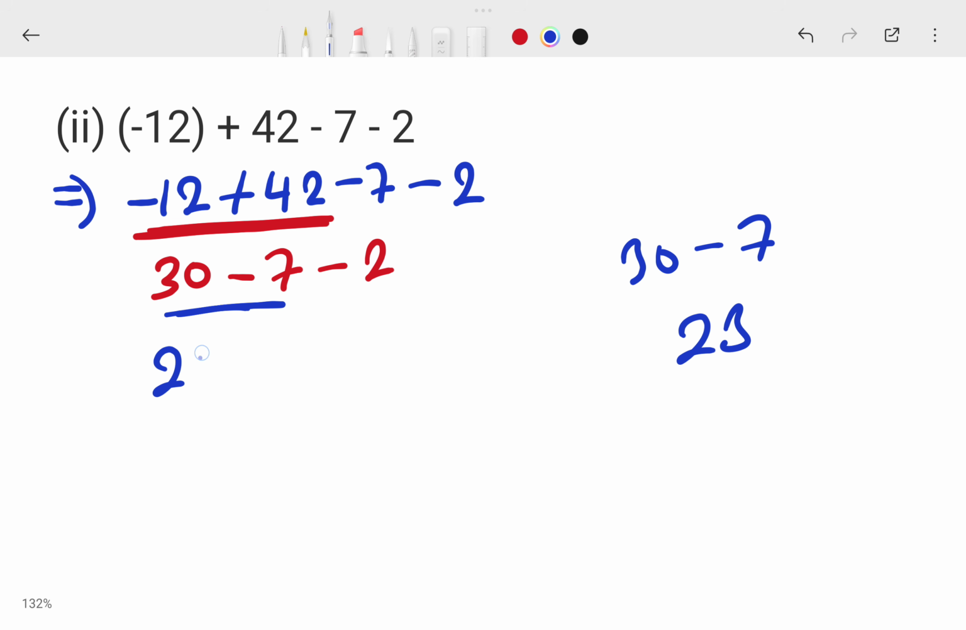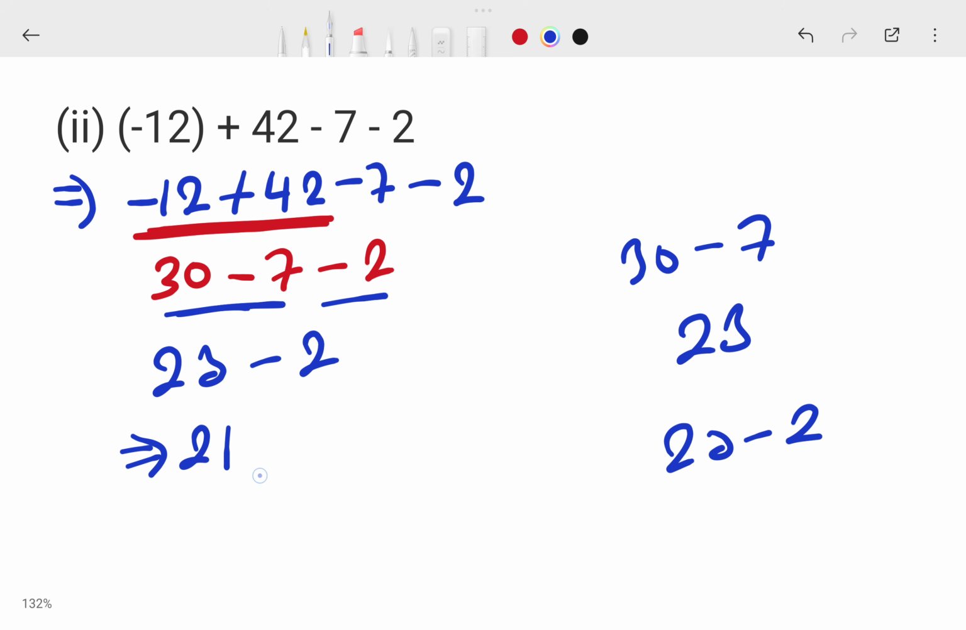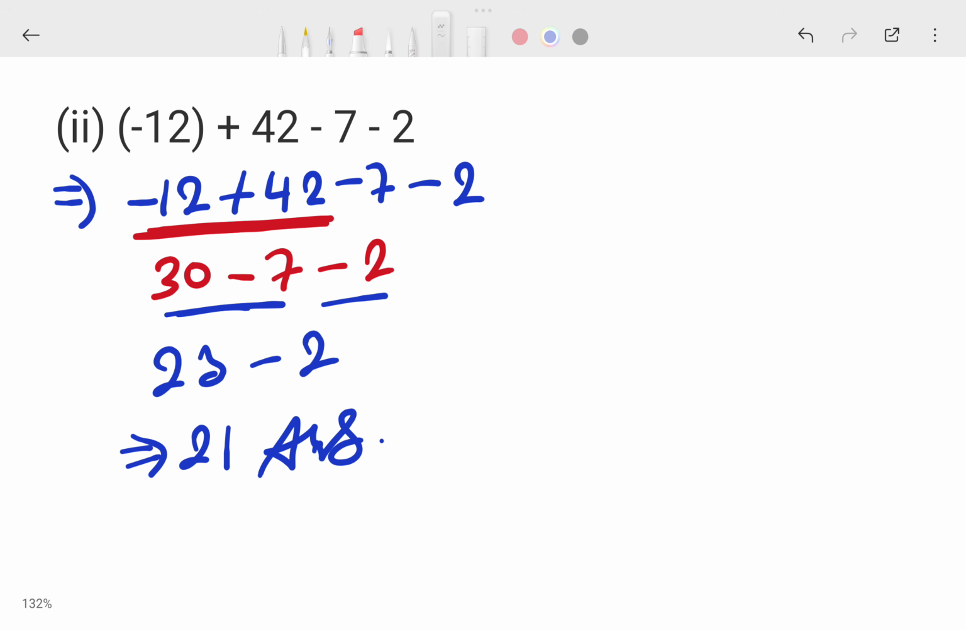Okay, it is going to be 23 minus, after that this is left now, 2. If you subtract 23 minus 2, it is going to be 21. So our answer is 21. Okay, is it clear? Right, so this is totally completed here only.